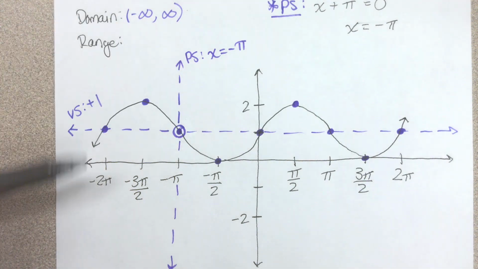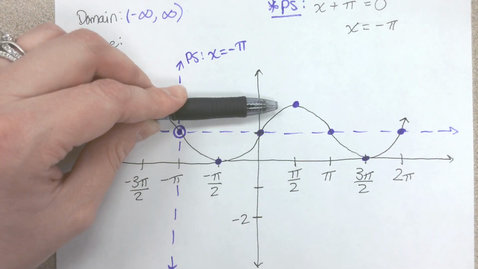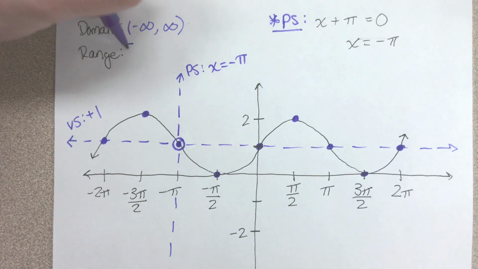Range, the curve bounces from 0 to 2 on the y-axis, so that is my range, 0 to 2.